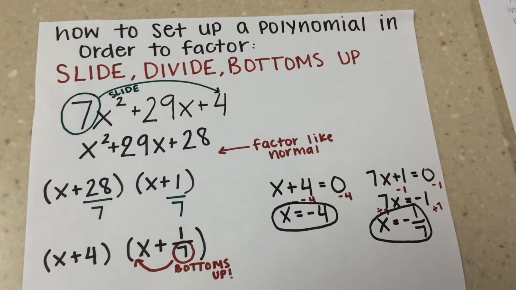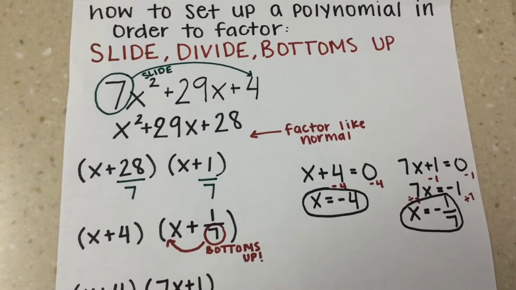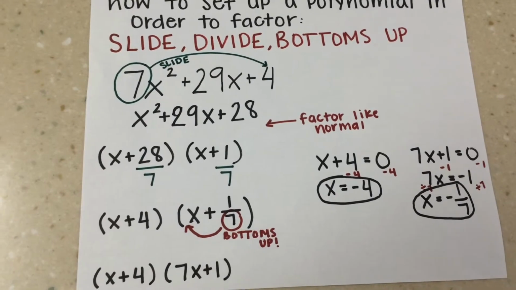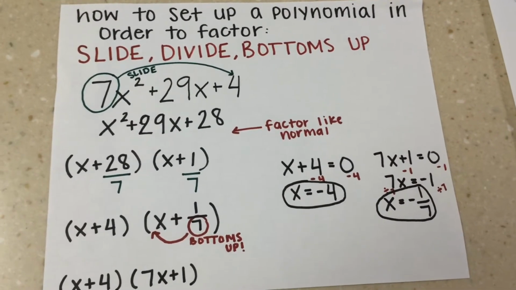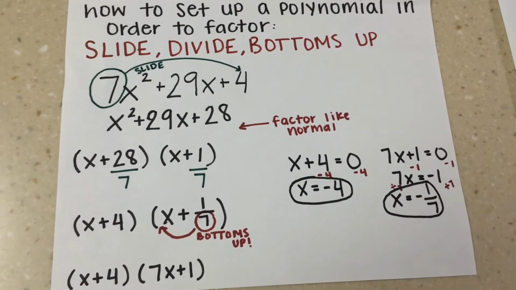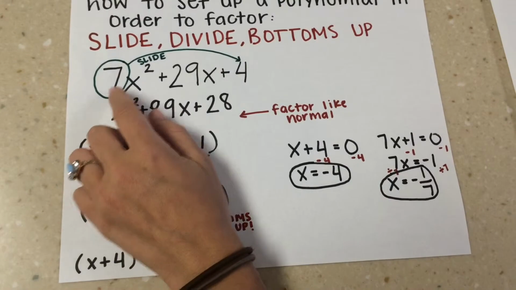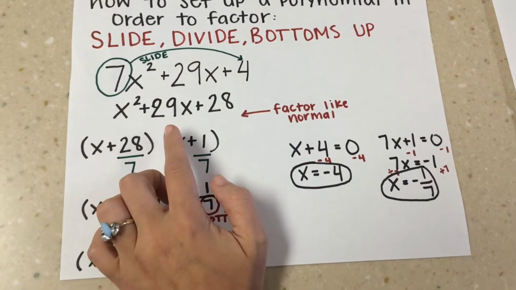Here we have an example of how to set up a polynomial in order to factor. If your polynomial's leading coefficient is greater than 1, you have to use a certain method in order to make your equation ready to factor. The method that we use is slide, divide, and bottoms up. In this example, the leading coefficient is 7. The first step would be to slide the 7 over to the 4 and multiply. Then you start to factor like normal.